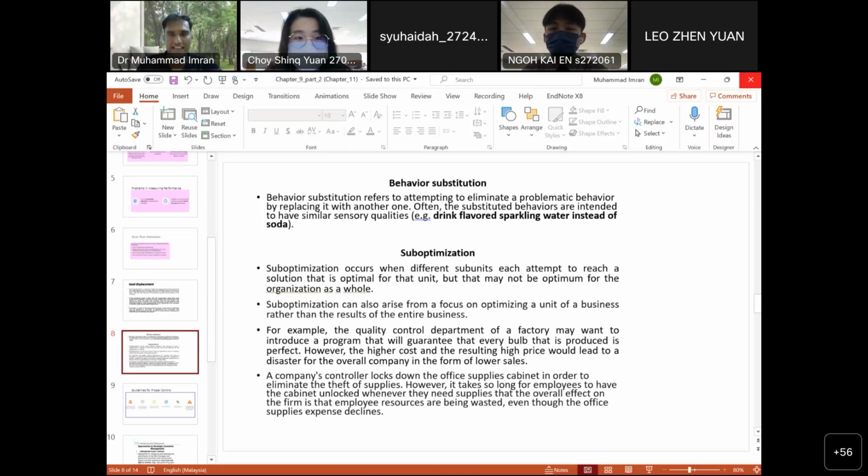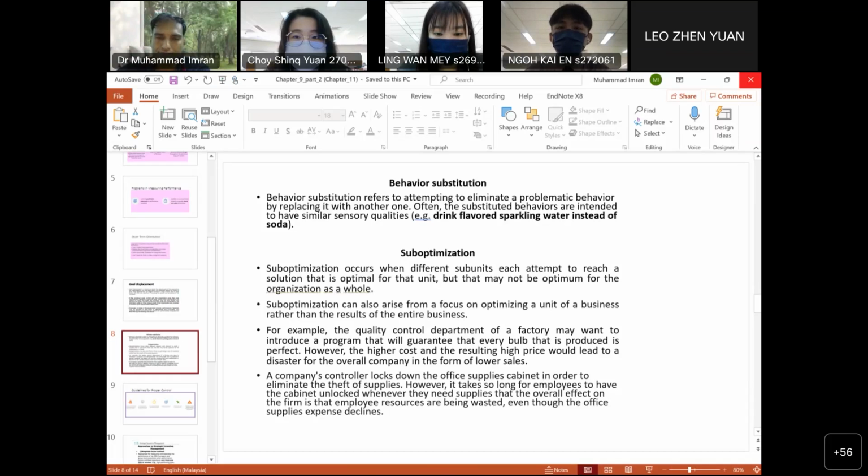Anybody can read this one, please? The last one. Sub-optimization occurs when different subunits. Who will read? Please read this one. Sub-optimization occurs when different subunits each attempt to reach a solution that is optimal for that unit, but that may not be optimal for the organization as a whole. Sub-optimization can also arise from a focus on optimizing a unit of a business rather than the result of the entire business.